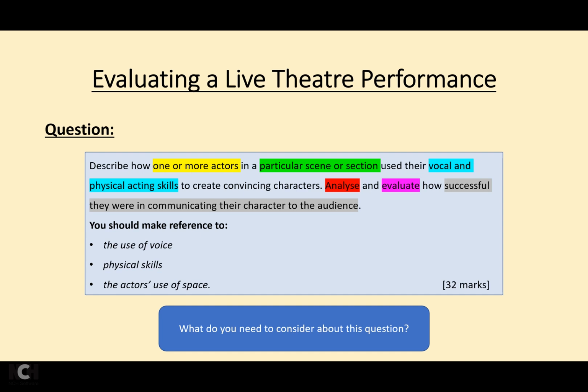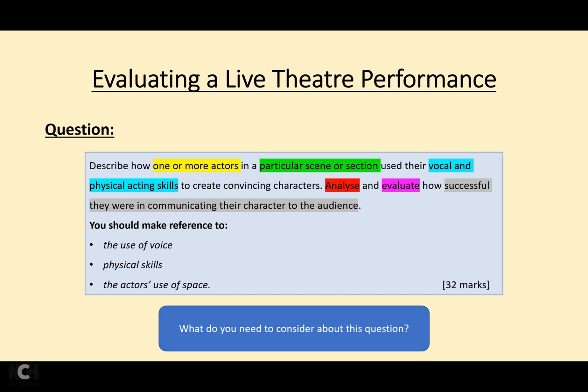Now, analyse is something that I think we're very good at. Analyse is the how and the why, okay? What does it show? So, for example, you've got describe, which is the opening word of this question. So you describe how they use the vocal and physical skills, and then you analyse. What does it show? What does this pitch show? What does this facial expression show? And then you evaluate how successful they were in communicating their characters to an audience.